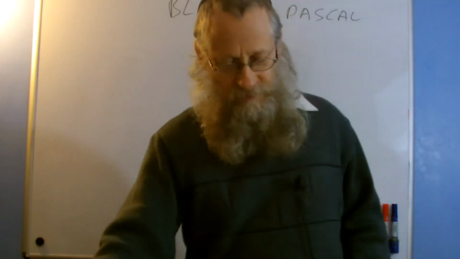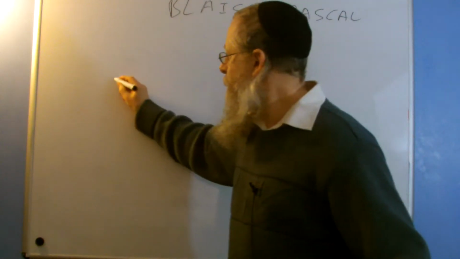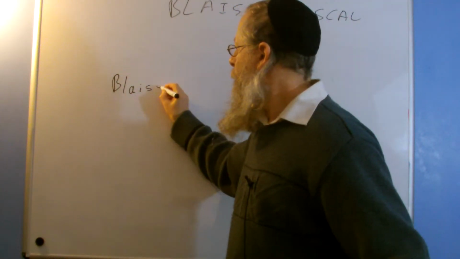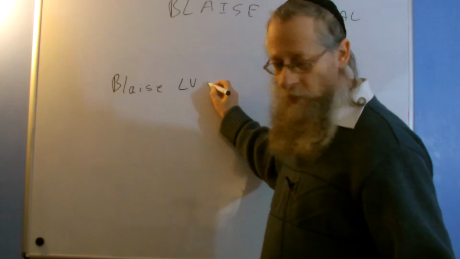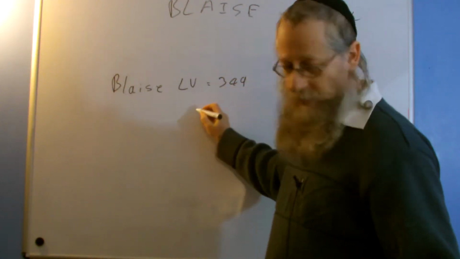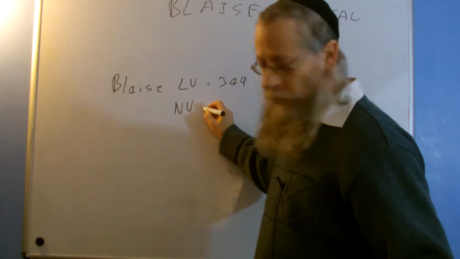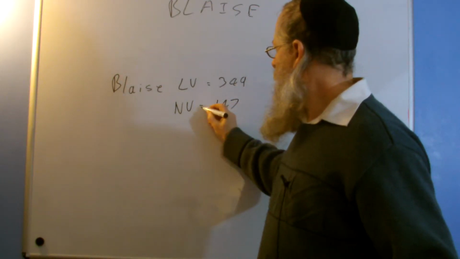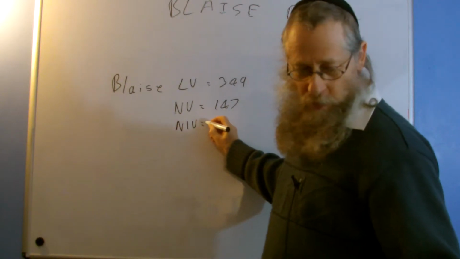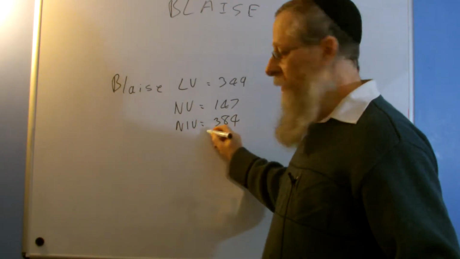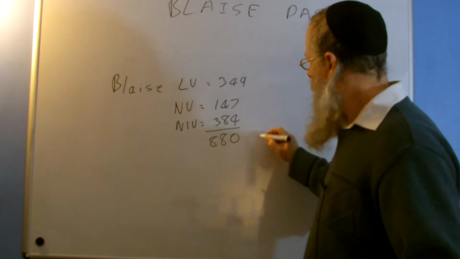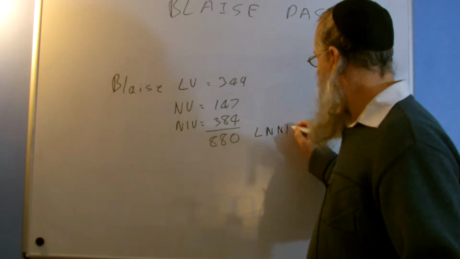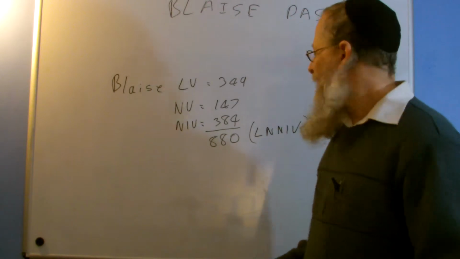Let me rub that off as well. But he was into cycloids, and Blaze has a large value of 349, which we've just done. He has a normal value of 147, and he has a normal inner value of 384. And adding those together is 880. And I call that the LNNIV value. I've got nothing better to call that. It'll have to do.